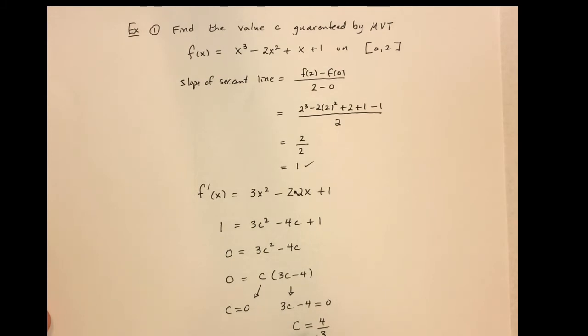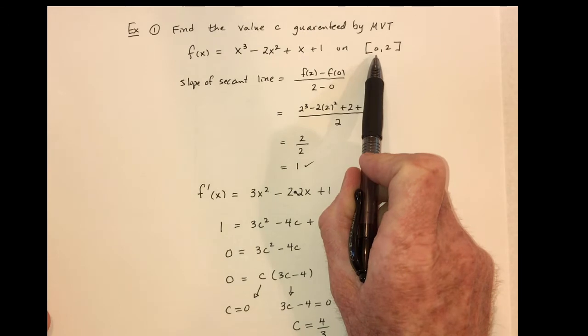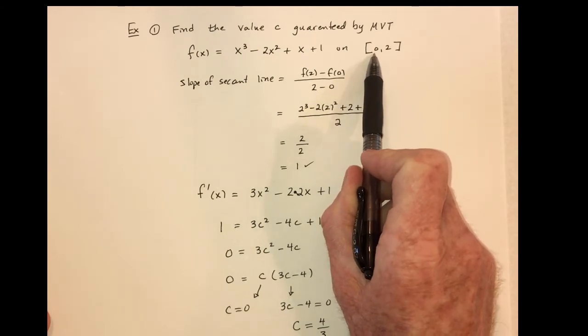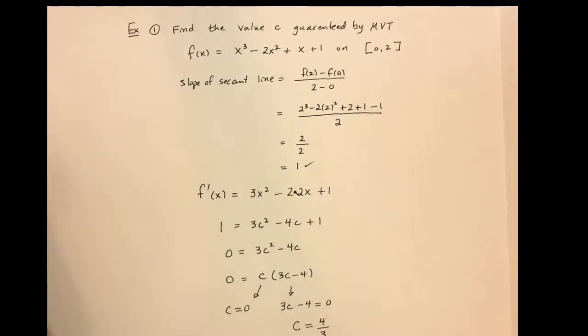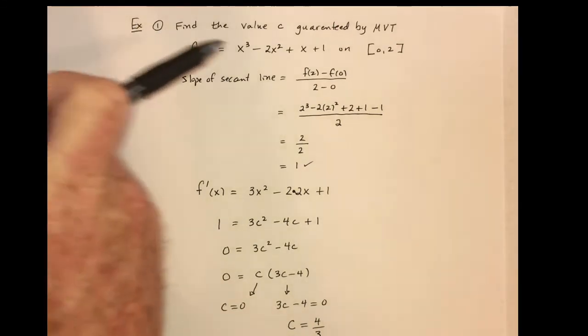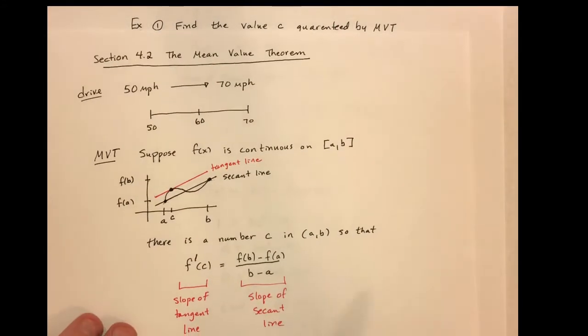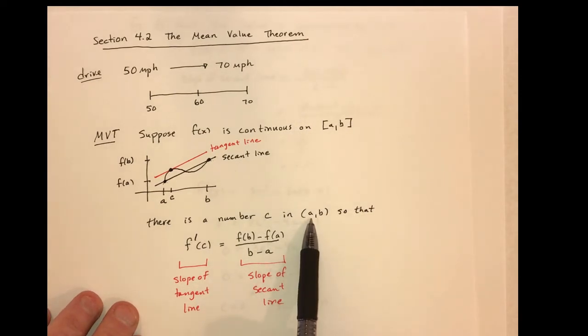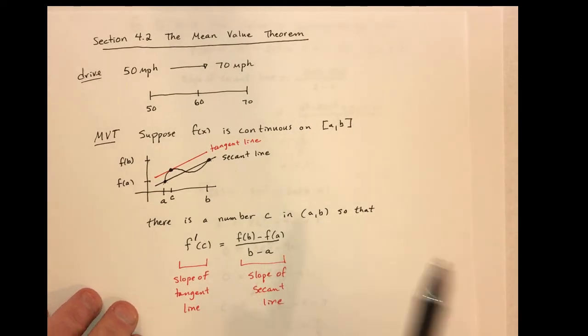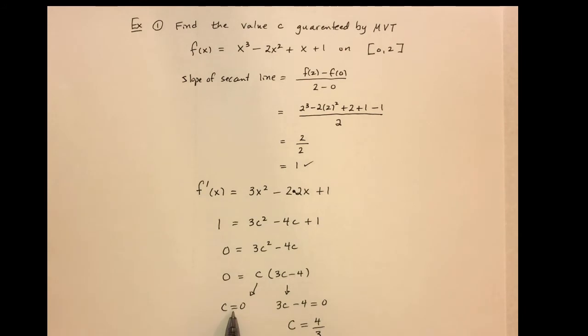Now, it has to be between these two numbers, and it cannot include either one of the numbers, because the theorem said, here it is, that you can't include the a or the b. So that means that this can't be included. So the final answer is 4/3 or 1 1/3.